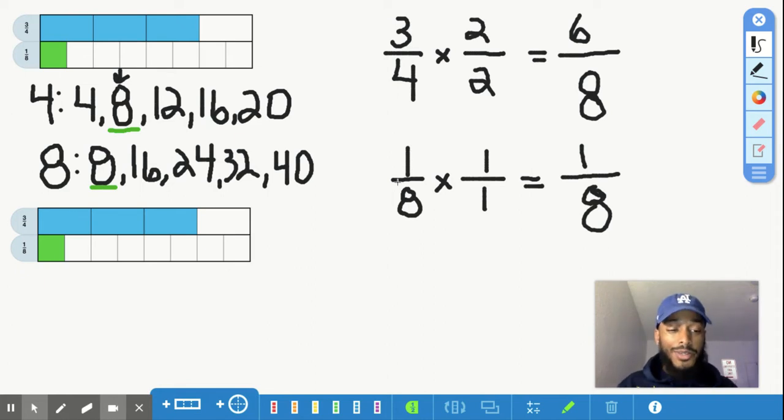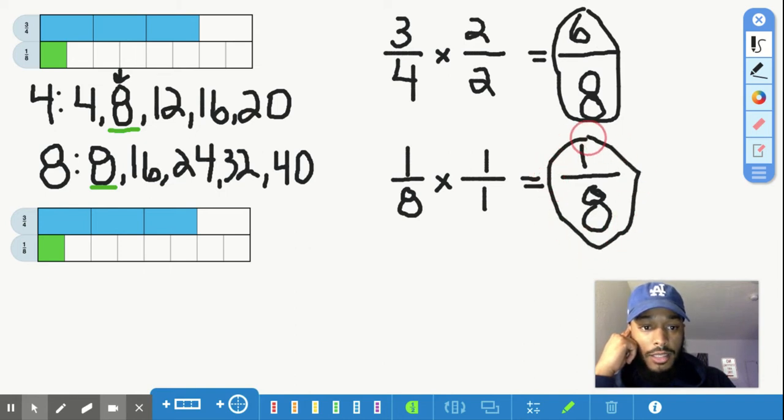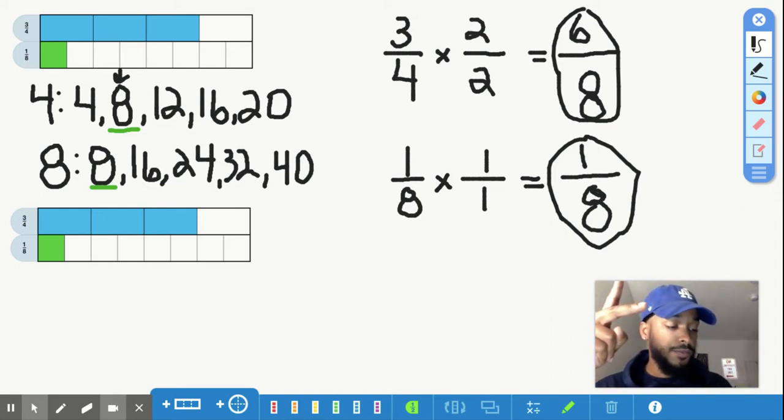And you're like, Mr. Spencer, you didn't even have to do that. It's still the same fraction. That is correct, but I just want to show you how I arrived at 1/8. All right, so now we got our new fractions, 6/8 and 1/8. So looking back at the lesson focus, there were two words that I wanted to key in on.